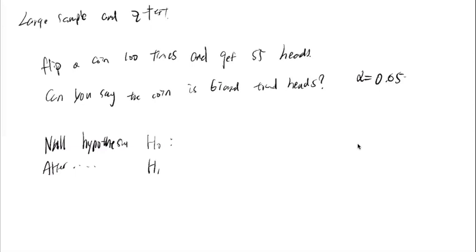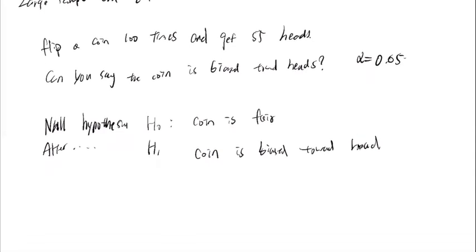Our null hypothesis in this case is that the coin is fair. And our alternative hypothesis is that the coin is biased toward heads. If the coin is fair, that means the probability of getting a head is 0.5. And the central limit theorem tells us the percentage of heads we get is approximately normally distributed.